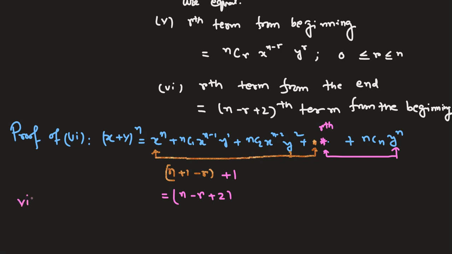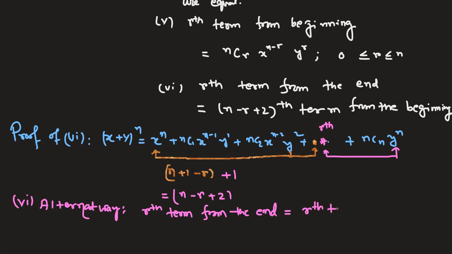Now the alternate way for 6. The rth term from the end, you can also write: the expansion is (x+y) initially, you just change the position of the first and second term. It should be (y+x)^n, so the rth term of this from the beginning is the same. From the beginning, okay?